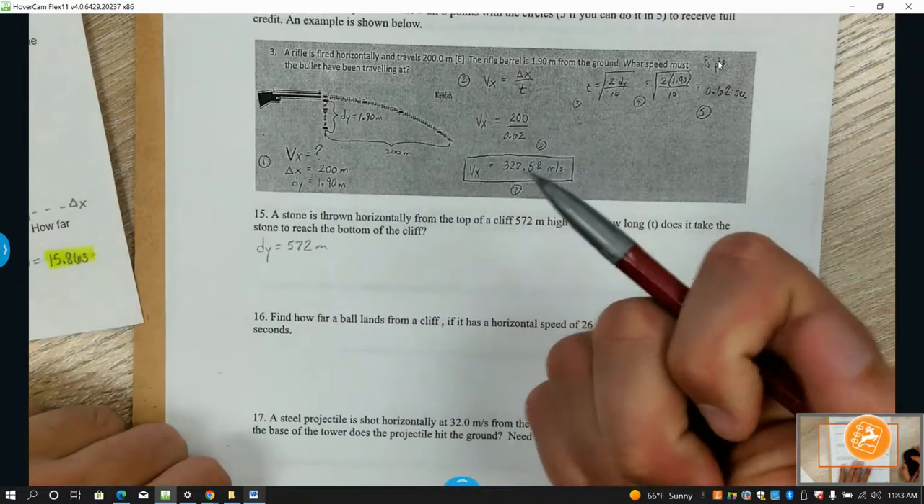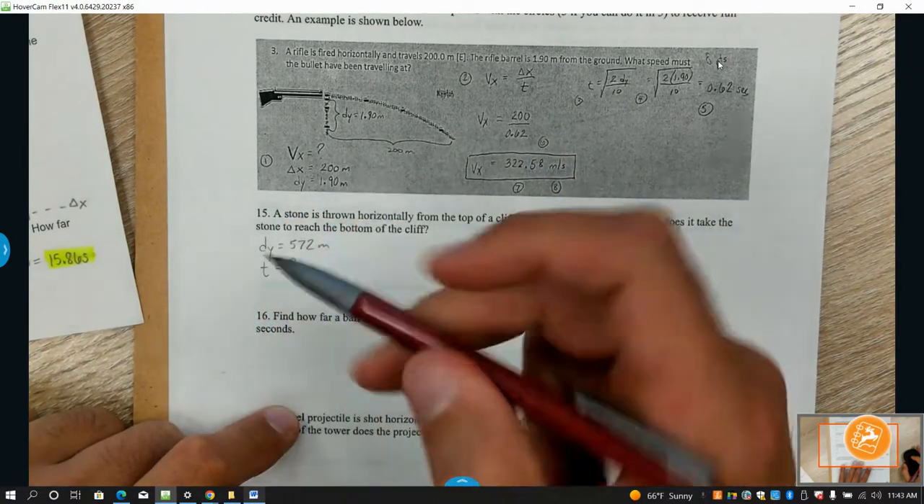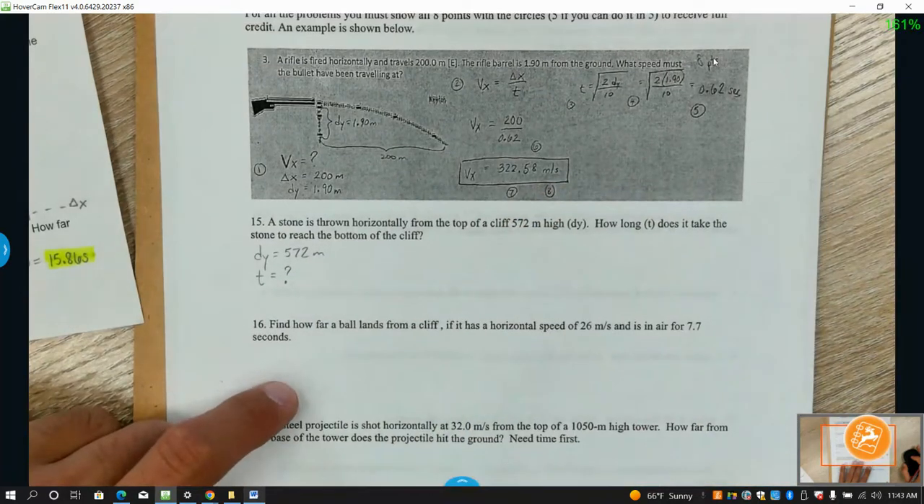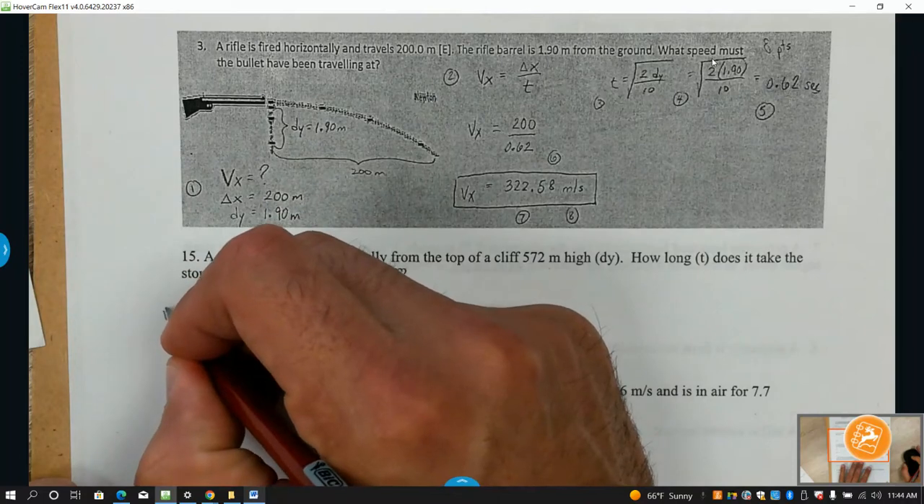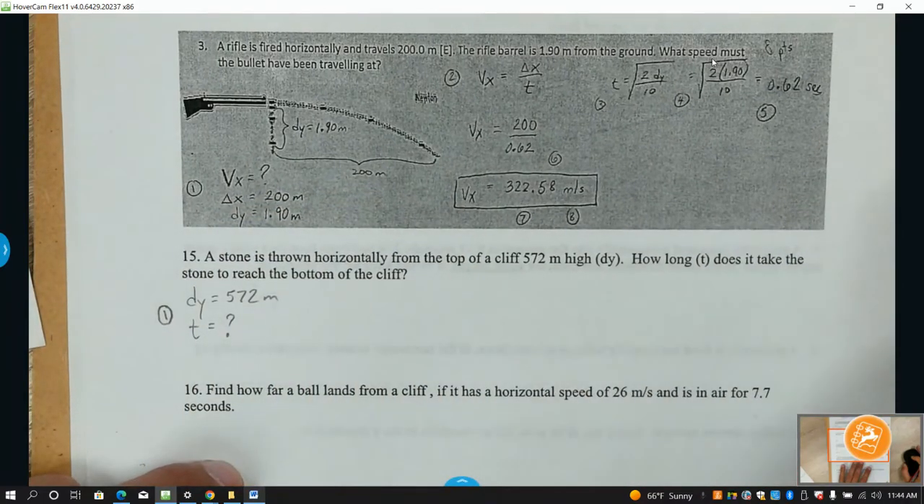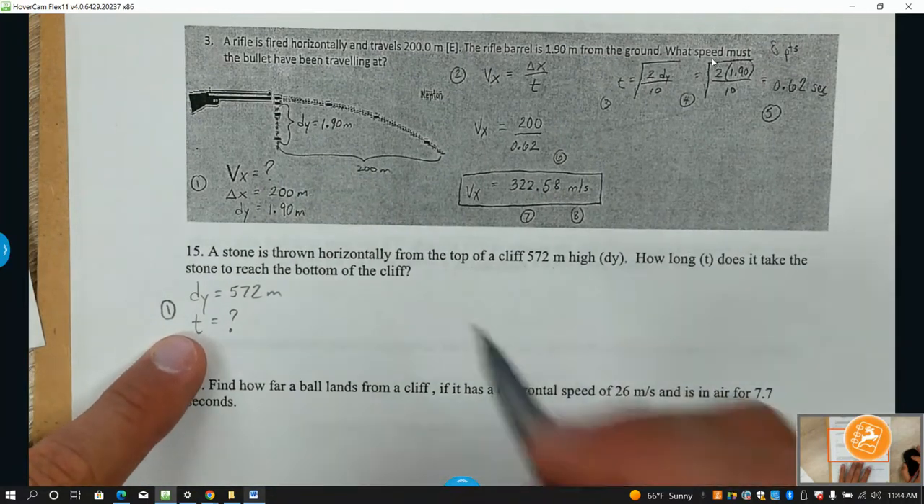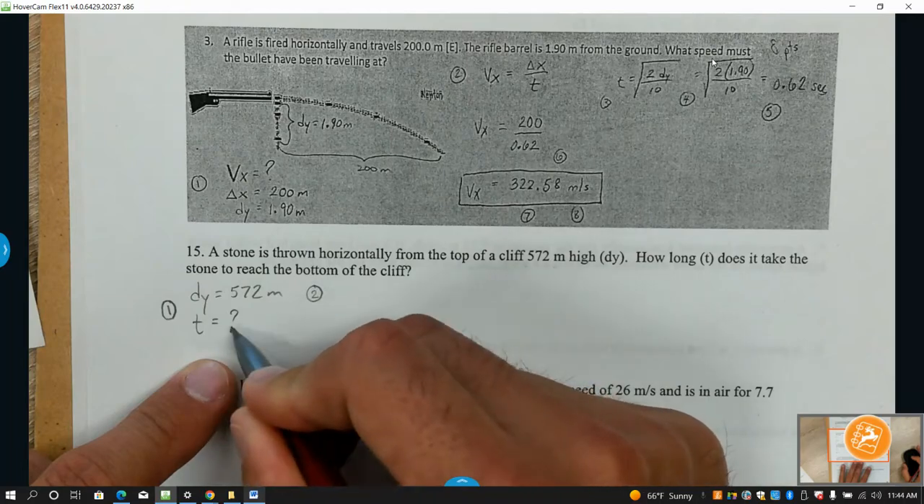How long? Time. So in each of these problems, you have to list all the given pieces of information and then your question mark. That is your first step and your first total point. This problem is a 5-point problem, so you can get a point for doing this. Second step, write the equation for the question mark.